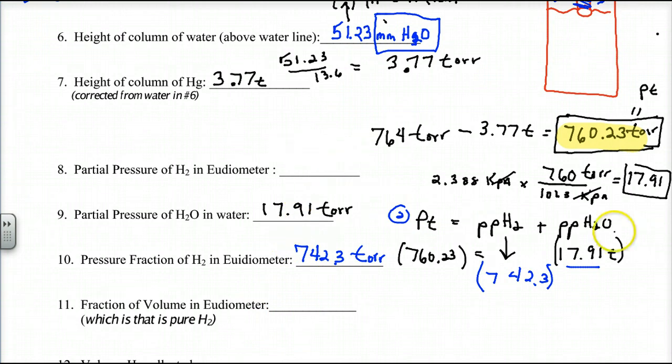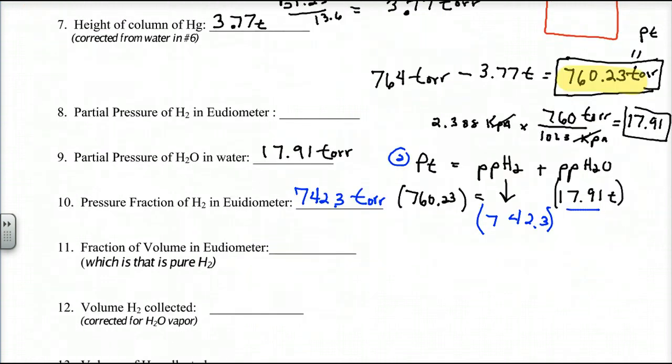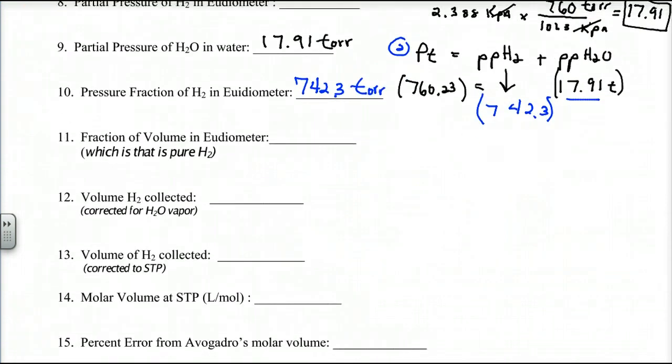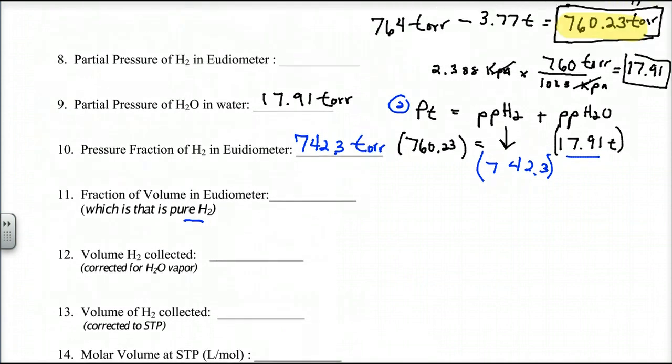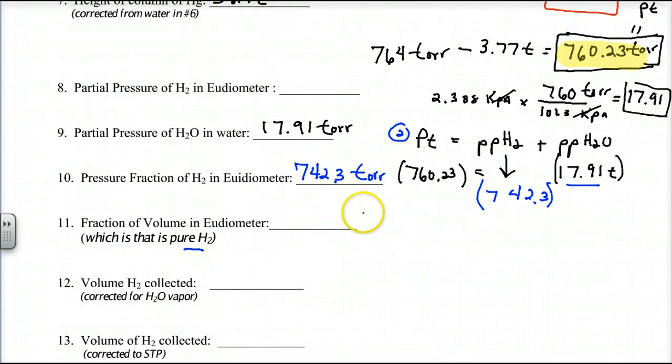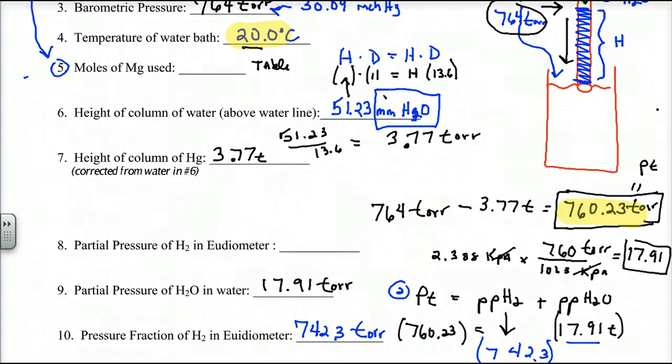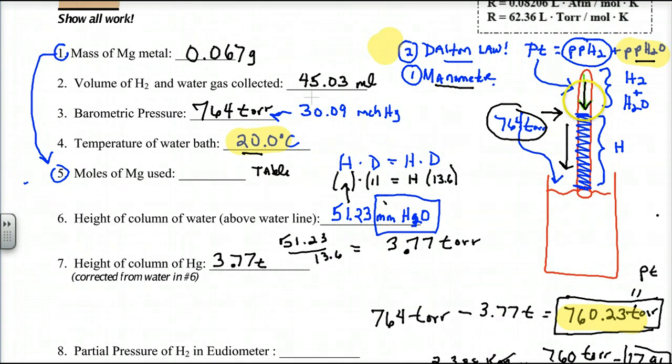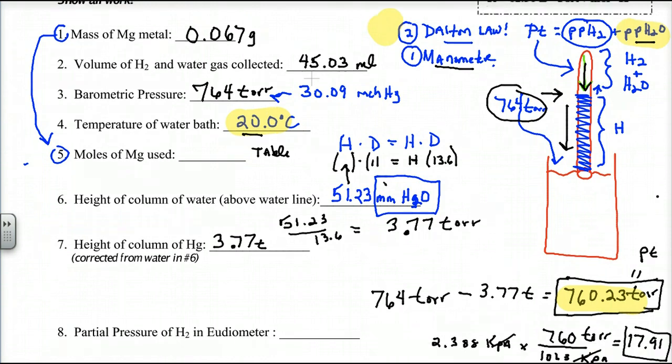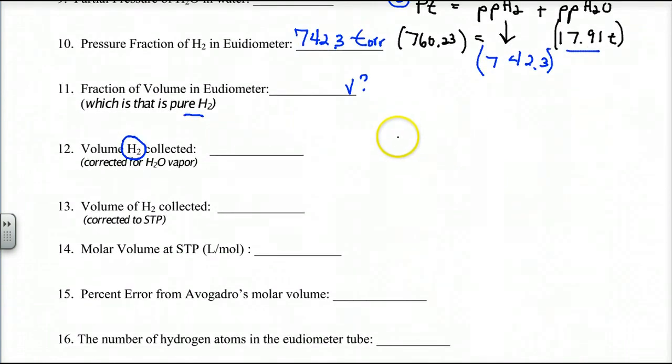All right. Now, what do we got here? Fraction of the volume in the eudiometer which is pure H2. What we're going to do now is find what would be the volume of the H2 if there was no water vapor? Well, as we talked about in class, it would be less. If there was no water vapor, there'd be less pressure, and this would definitely contract a little bit. So we want to find the volume of just pure hydrogen.